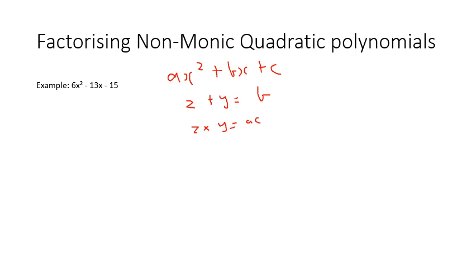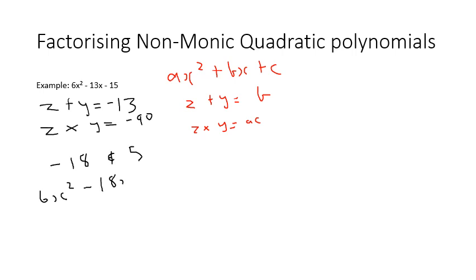So we have 6x squared minus 13x minus 15. We're looking for two numbers, our z and y, which add to negative 13, and z times y which is equal to negative 90. Two numbers that add to negative 13 and multiply to negative 90 are negative 18 and 5. So now what we do is we go 6x squared minus 18x plus 5x minus 15. So you can see that instead of writing minus 13x, we've got our minus 18x plus 5x, which is also equal to minus 13x.